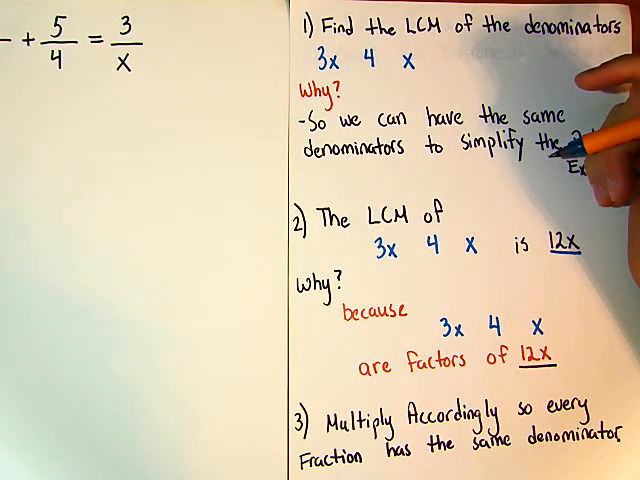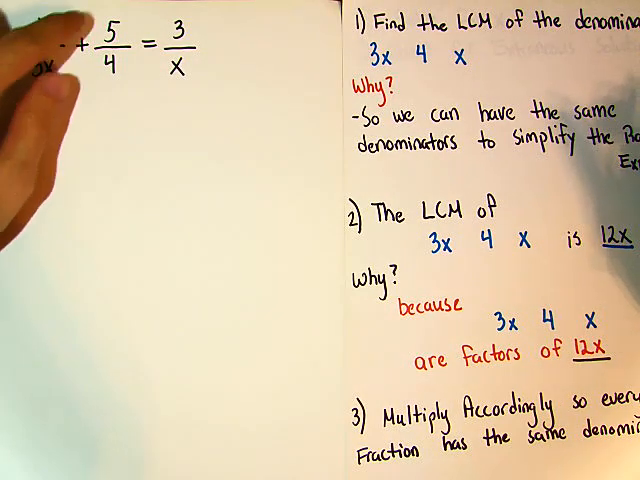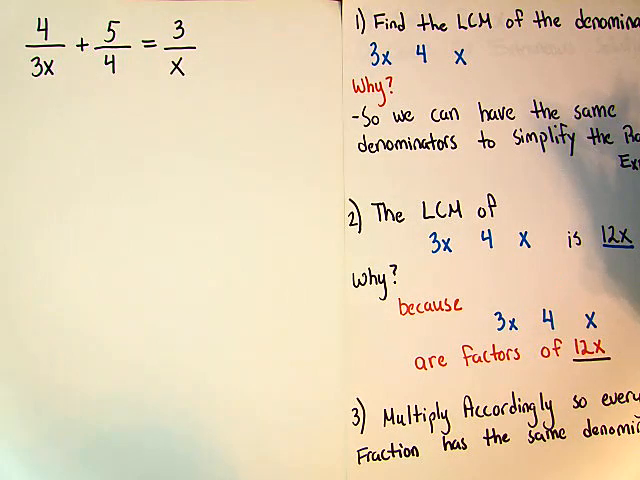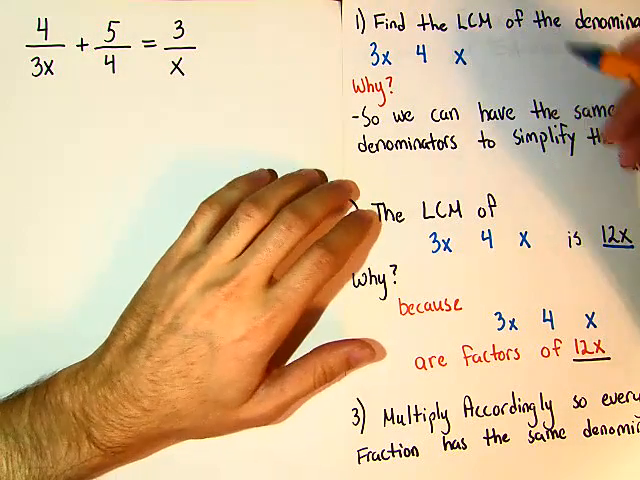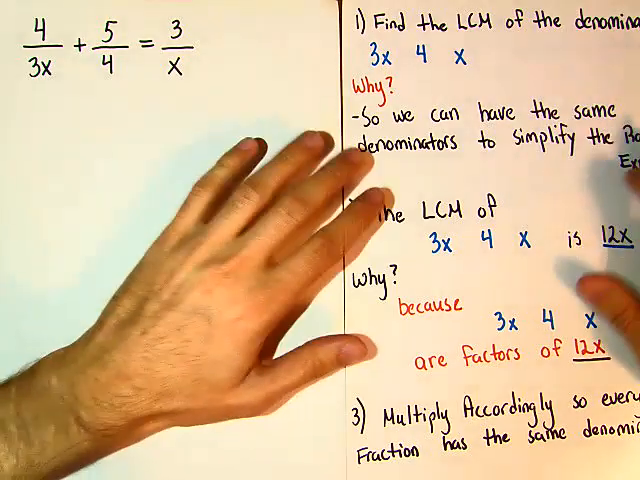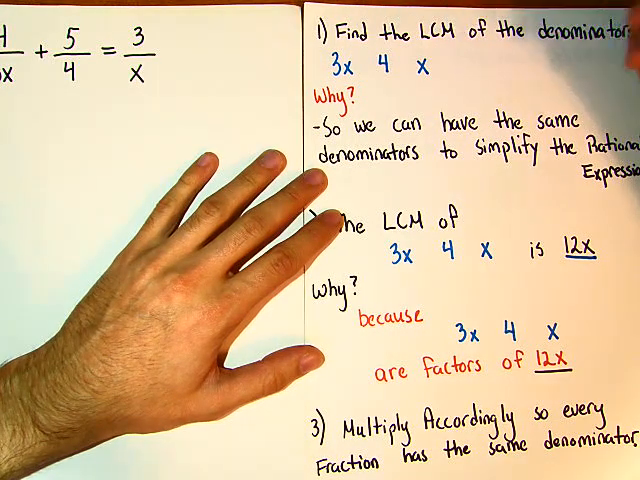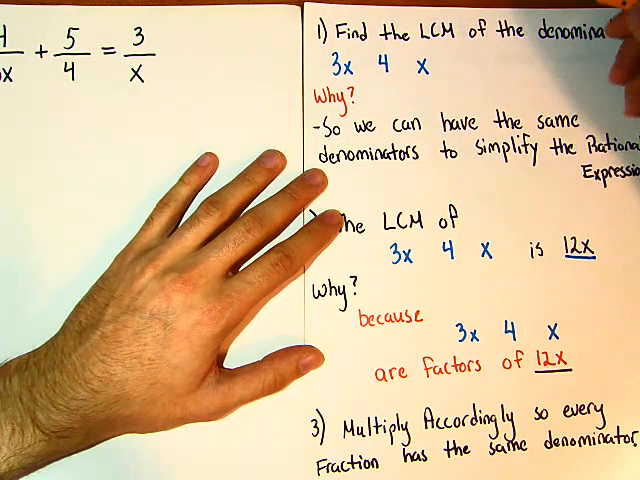We have 4 over 3x. Oh, whoops, wait. Okay, that's better. We have 4 over 3x plus 5 over 4 is equal to 3 over x. Now remember, game plan always is get same denominators, right? So we don't have the same denominators. So what do we want to do first? It says find the LCM, so the least common multiple of the denominators.